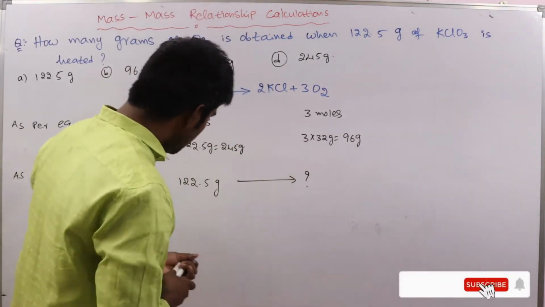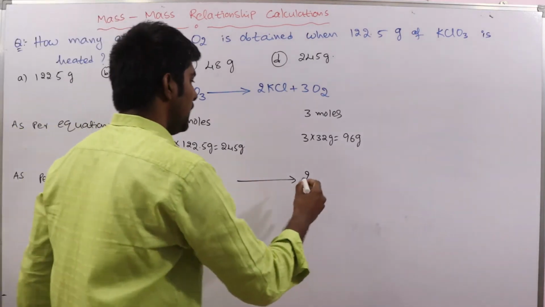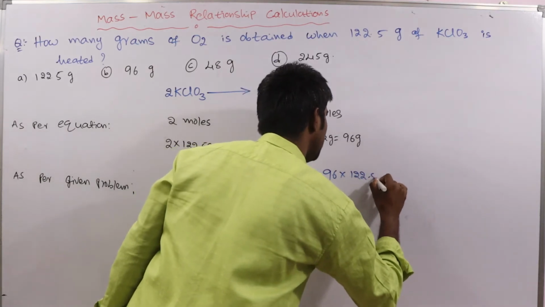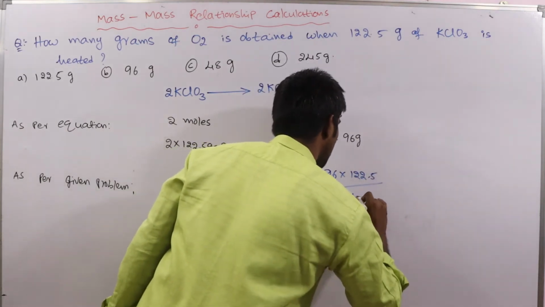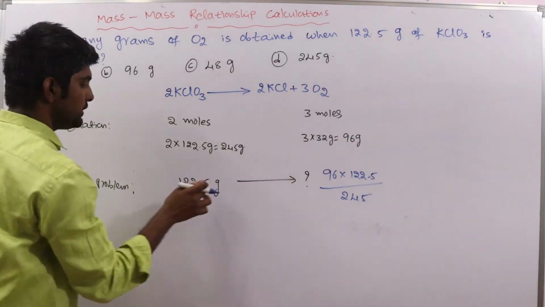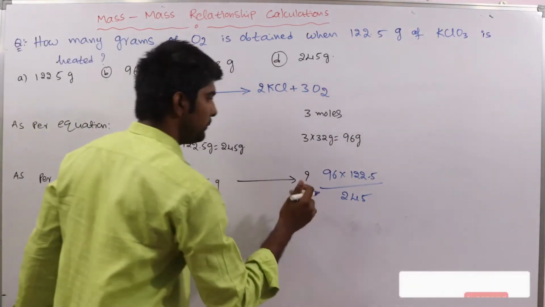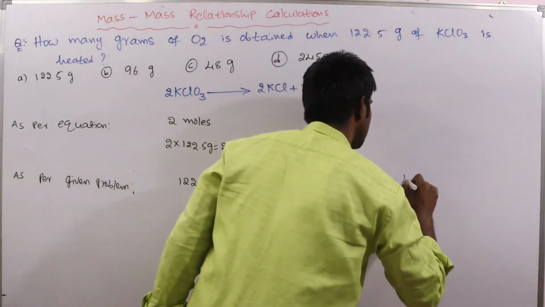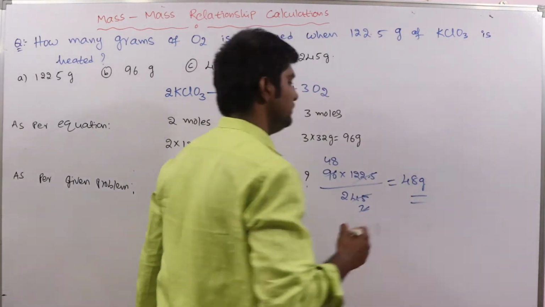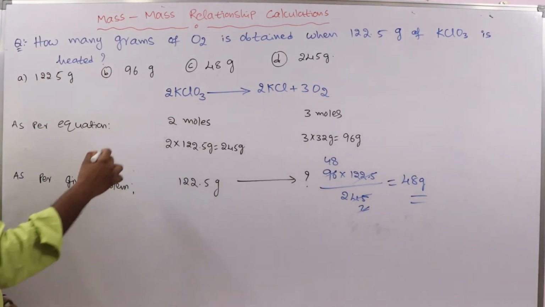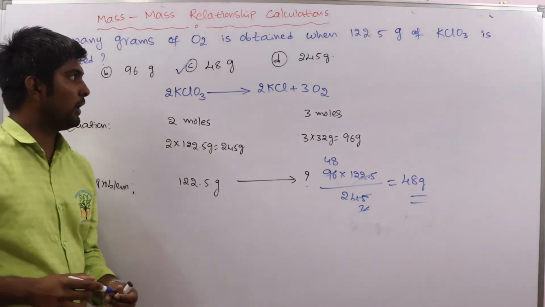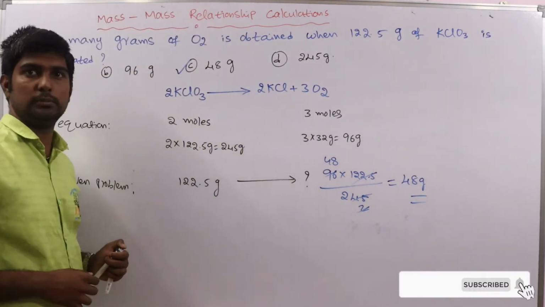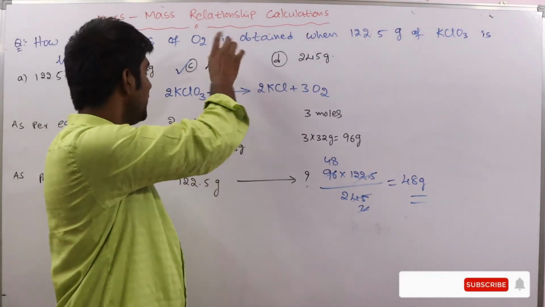Very simple, right? So now here cross multiplication, again 96 into 122.5 by 245. So 96 into 122.5 by 245, that is 2 times 48, so that is 48 gram. Okay, so what is the answer? 48 gram. See, I forgot to mention the answer in the previous question, so that is 50 gram. Okay, we did the answer but I didn't write it here.